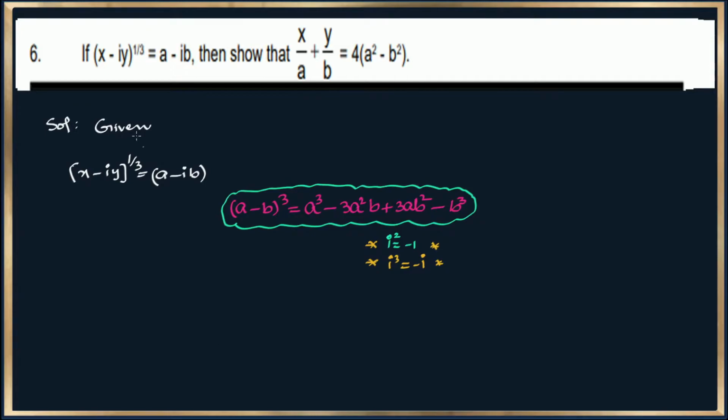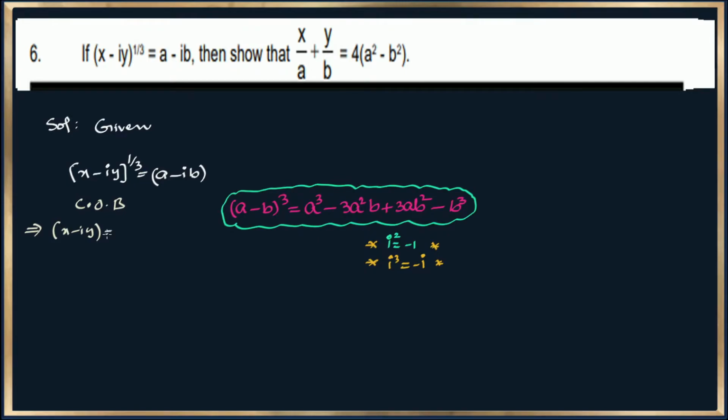Next question is, if (x minus iy) whole power 1 by 3 equals a minus ib, then show that x by a plus y by b equals 4 times (a square minus b square). First write down the given. (x minus iy) whole power 1 by 3 equals a minus ib. So first, cubing on both sides.